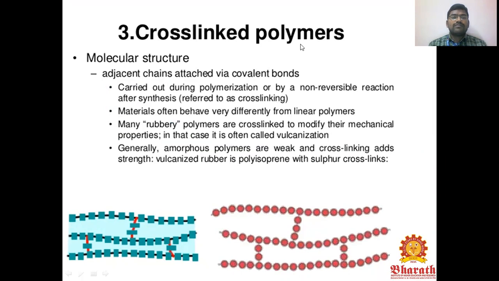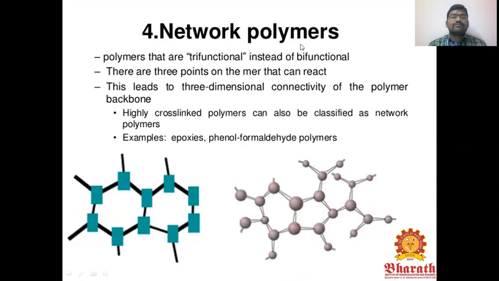In that case, it is often called vulcanization. To prepare cross-linked polymers, generally amorphous polymers are weak, and cross-linking adds strength. Vulcanized rubber is polyisoprene with sulfur cross-linking. You have to take the natural polymer and introduce a sulfur compound to it. This is the vulcanization process for cross-linking.